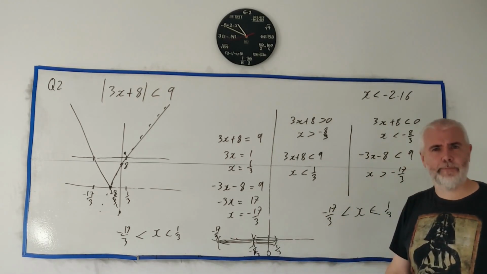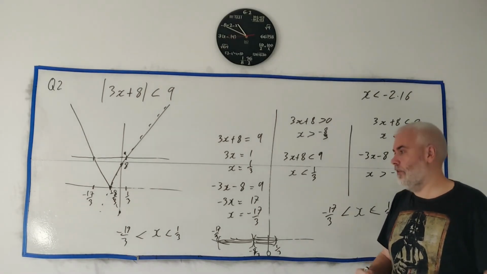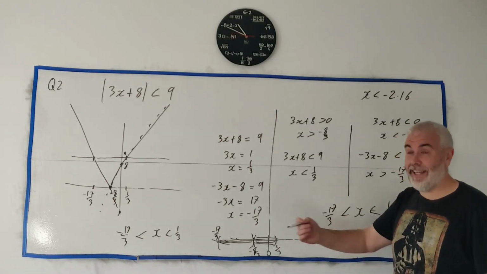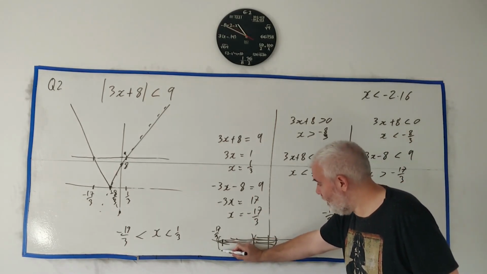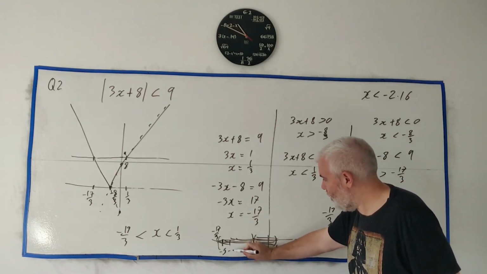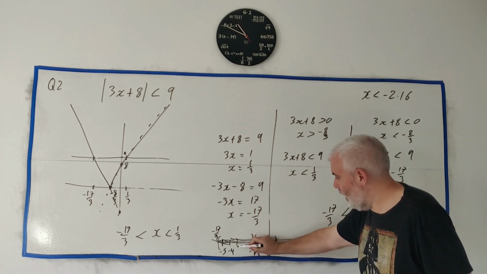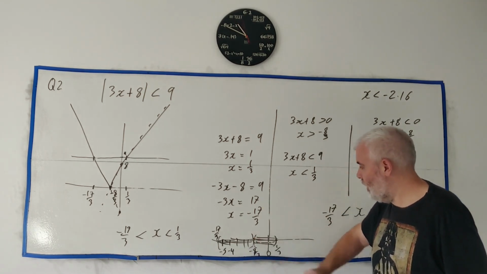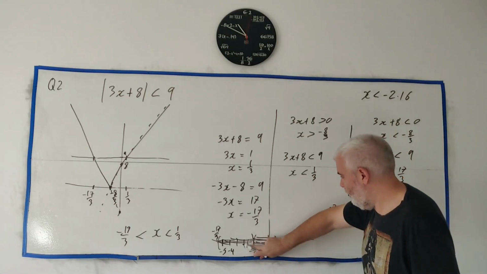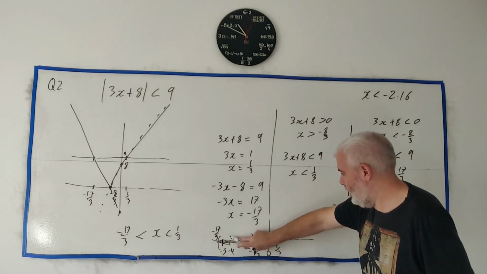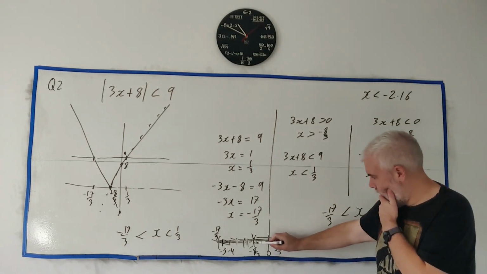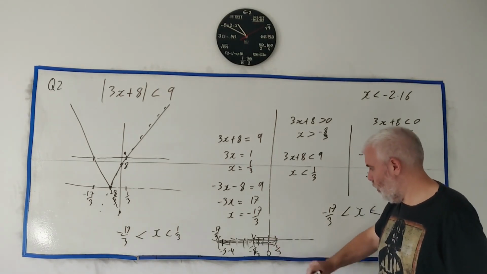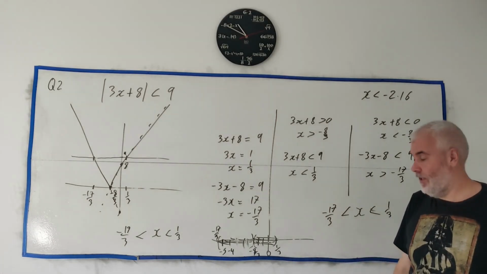17 over 3, that's about 5.66, or minus 5.66. So 5 is here, or -5. -4, that's not big enough. -3, -2, -1. Oh, sorry, I got off track there. Let's say -3, -2 would be here, -1. All of them are in this.